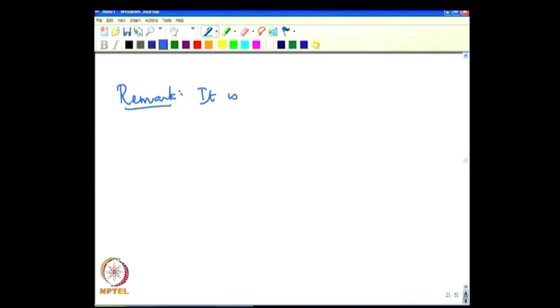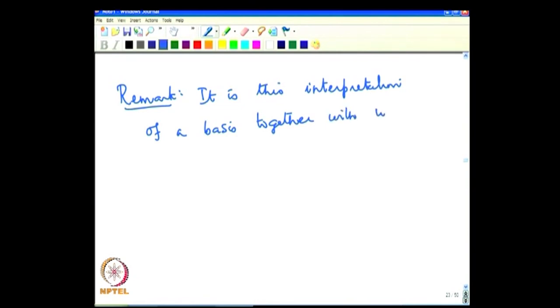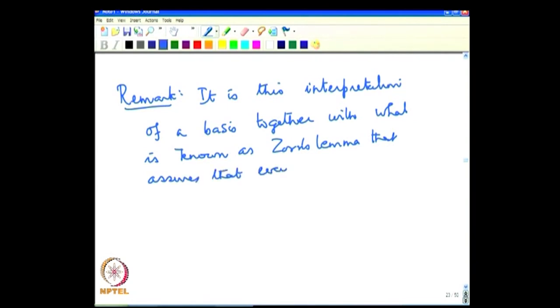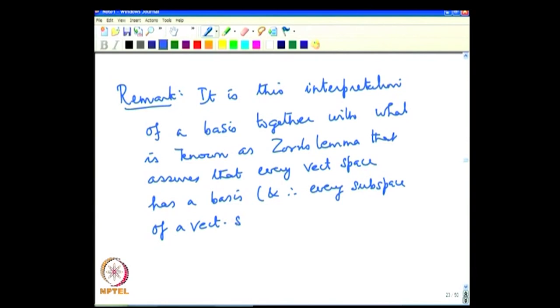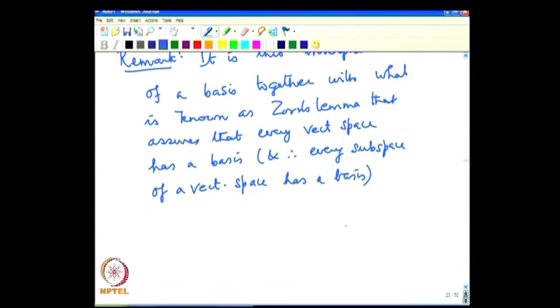It is this interpretation of a basis, together with what is known as Zorn's lemma, that assures us that every vector space has a basis and therefore every subspace of a vector space has a basis. We will not go into the proofs of these statements using Zorn's lemma, we will take them for granted.